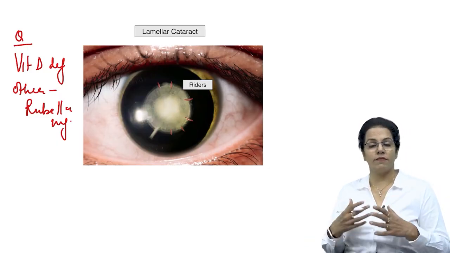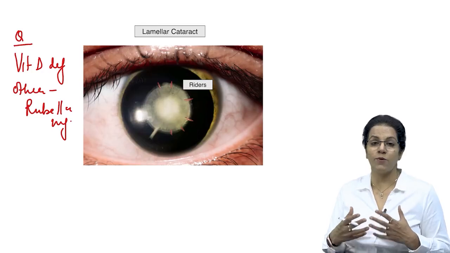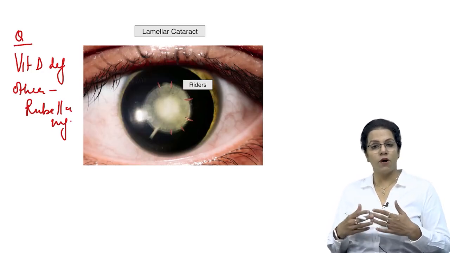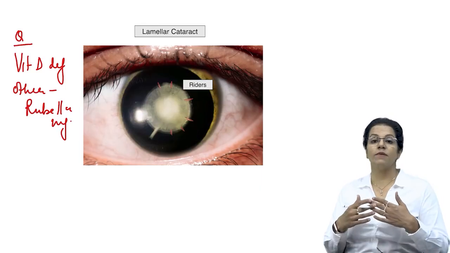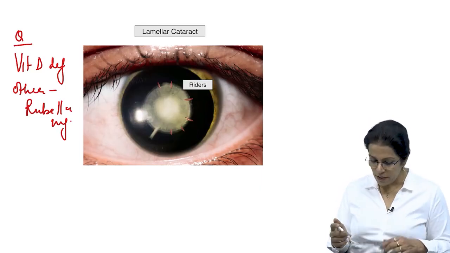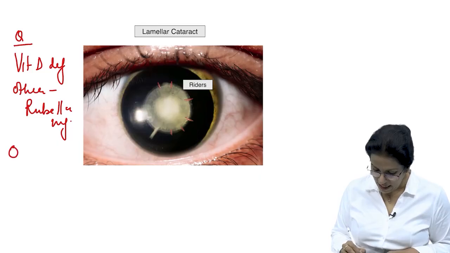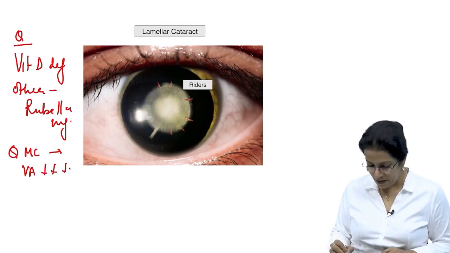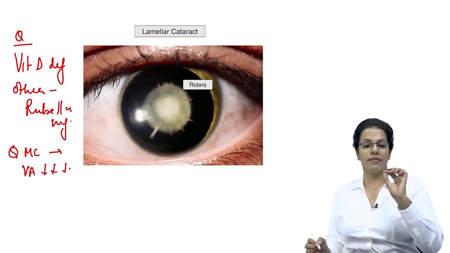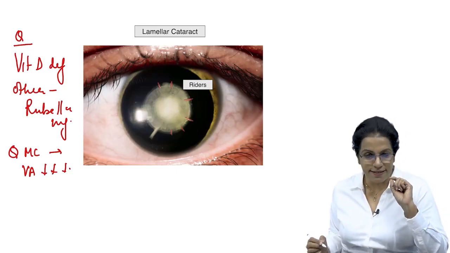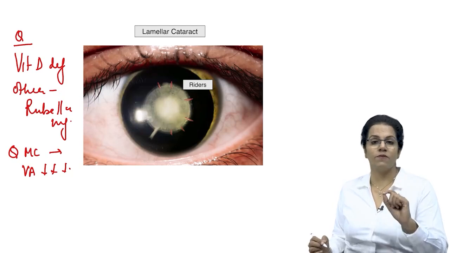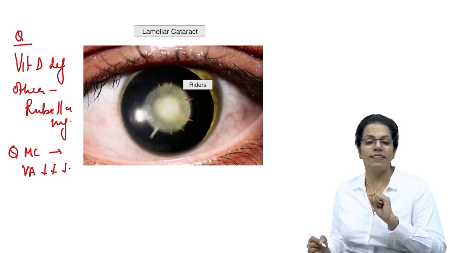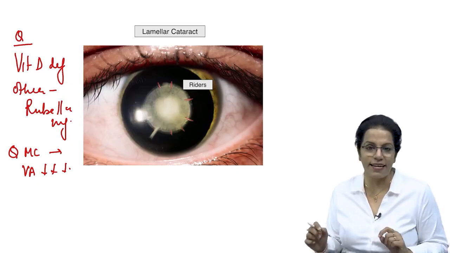Overall, the most common congenital cataract, I told you, is blue dot. But if they ask you the most common type of congenital cataract causing marked diminution of vision, then it is lamellar. Please note this down, this exam question: the congenital cataract causing marked diminution of vision, you should answer lamellar cataract or zonular cataract.